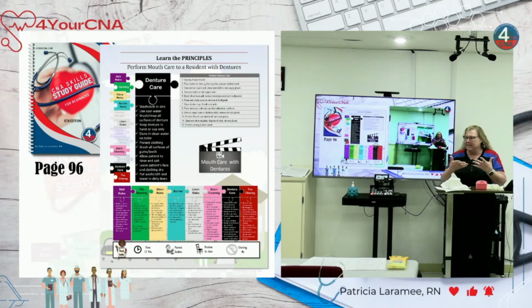Now I can do that on myself. The leverage is right. But if I put my fingers in somebody else's mouth to pop those dentures up, these knuckles right here have to press down in order for my fingertips to press up. I have to have leverage.